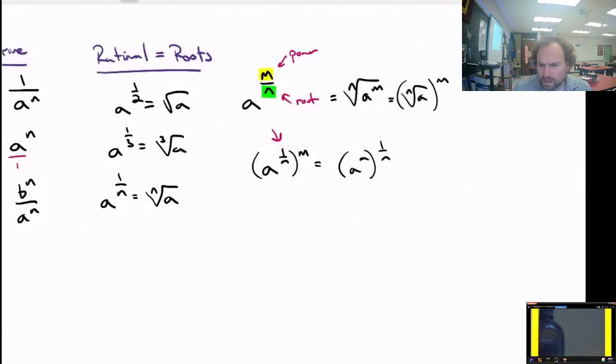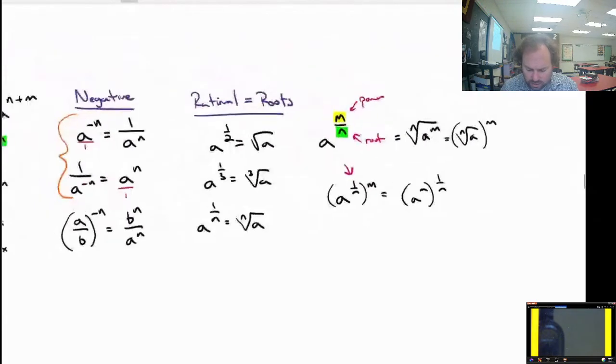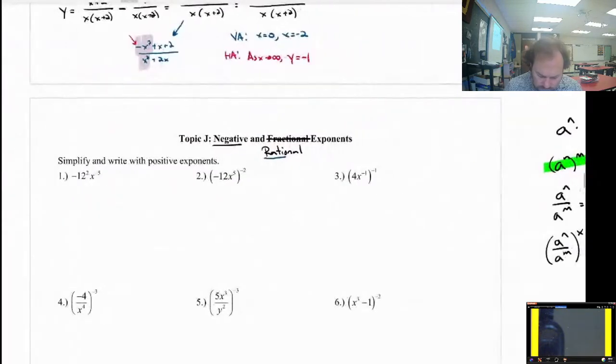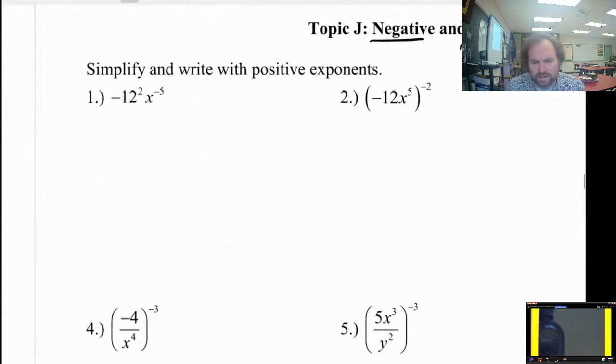That's the idea. With that in mind, you can pause this video right now and take some notes if you need to, but let's go ahead and jump into the examples. Number 1: negative 12 to the second times x to the negative 5th power. Our job here is to simplify everything and write it with positive exponents, so we're going to get rid of all of the negative exponents.